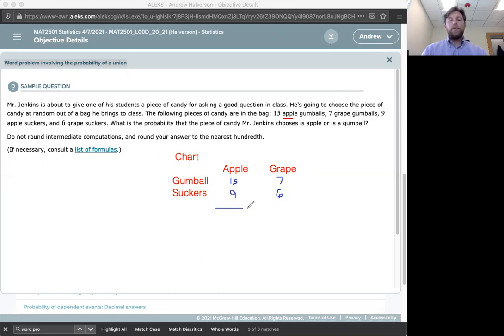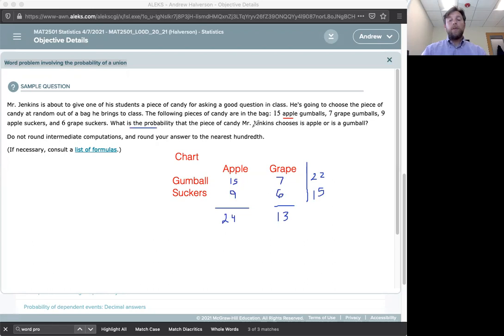Okay, so for the total number of apple, you just add the 15 and the 9, and that gives you 24. The total number of grape is 13. You don't have to do this, but this kind of helps organize. How many gumballs do you have? You have 22 gumballs. How many suckers do you have? You have 15 total suckers. Okay, so now let's focus on the event, what we want.